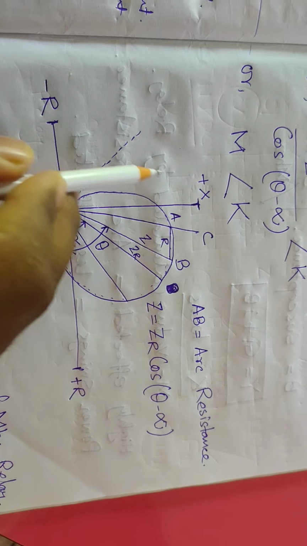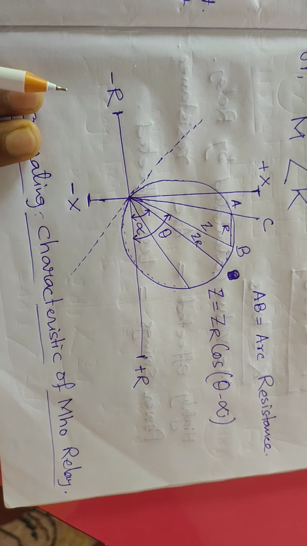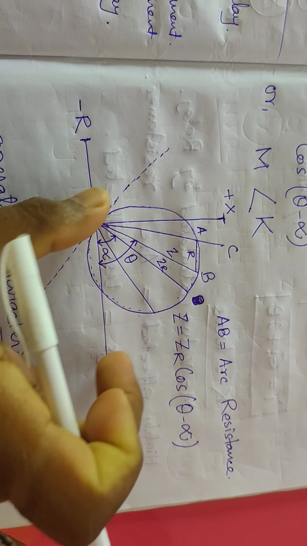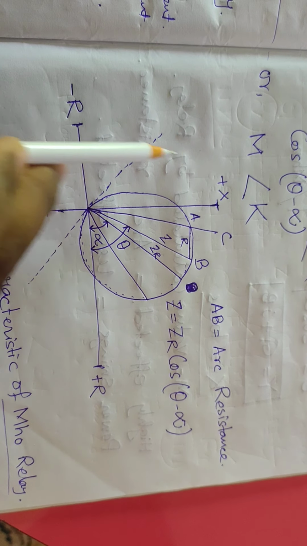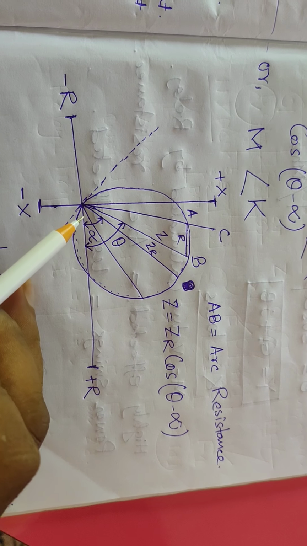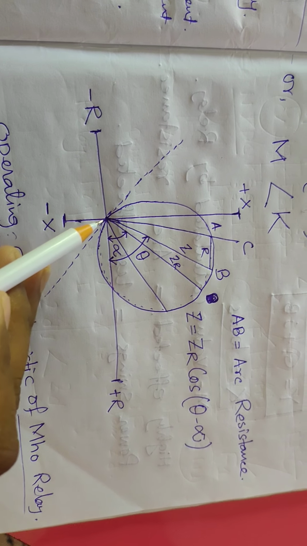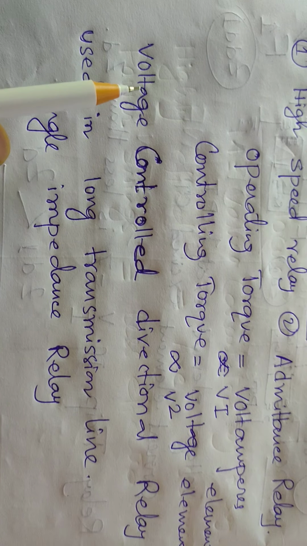What is the K? We have drawn the RX diagram. This is the operating characteristic of the Mho relay on the RX diagram. If I draw the Mho relay in the RX diagram, this is the real axis and this is the imaginary axis. We get a circle touching the origin of the RX diagram, because the relay operates in one direction only, but in the other direction the relay will not operate. As per the RX diagram, we are sure that the natural directional feature is there. That's why I call it the voltage control directional relay.